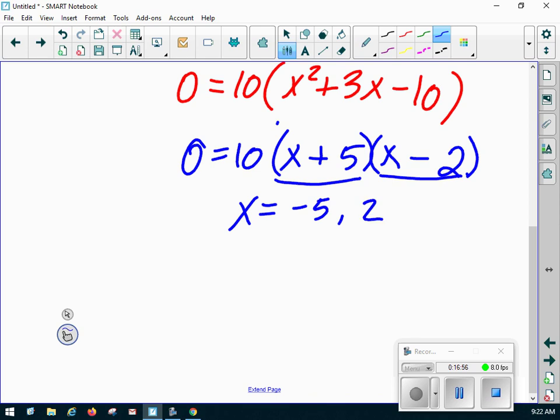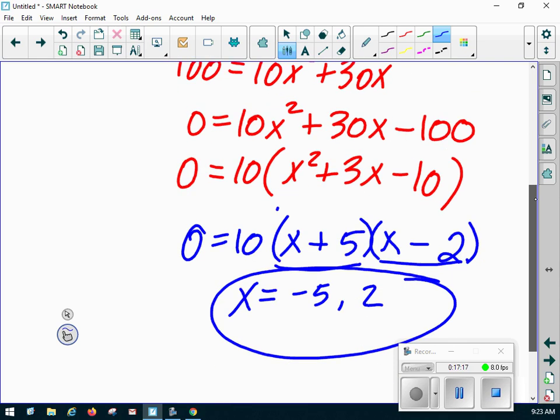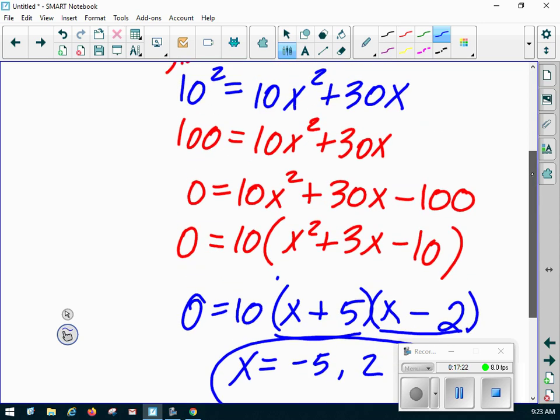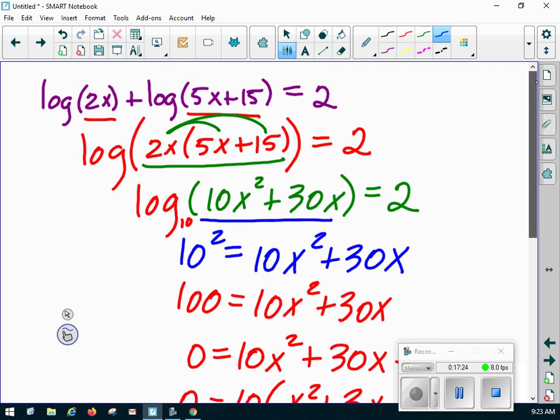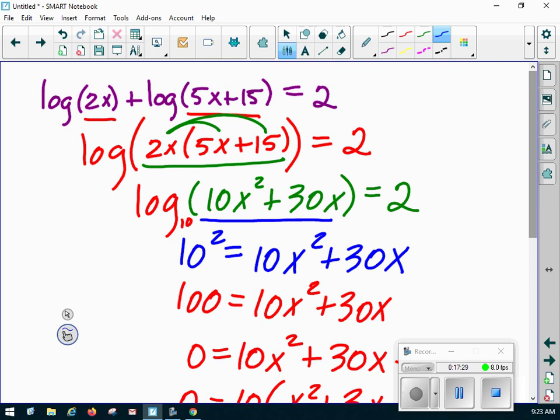I'm running out of brain capacity. It says check for extraneous solutions. Well, we're going to check them. You said this was easy, so tell me what's hard about what we did. Nothing, except that my hand's going to cramp. I don't write this much when I write papers for English, and Miss Gill is insane about how long her papers are. -5 and 2 were the answers we got.